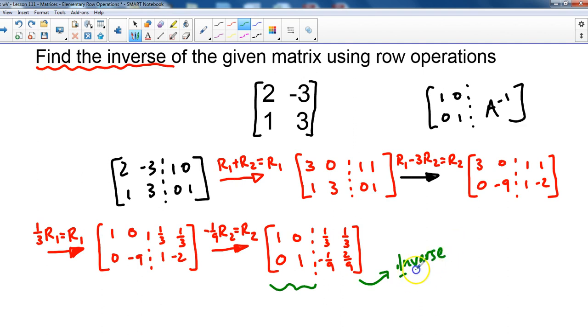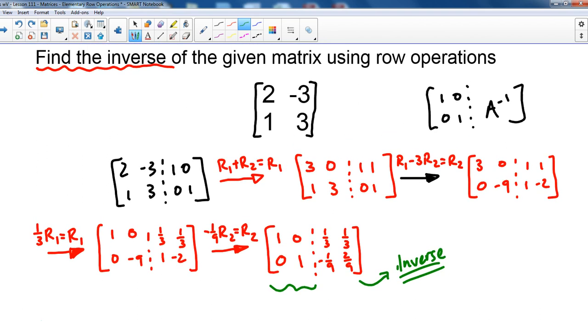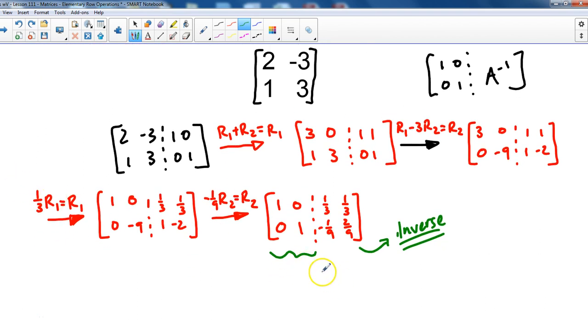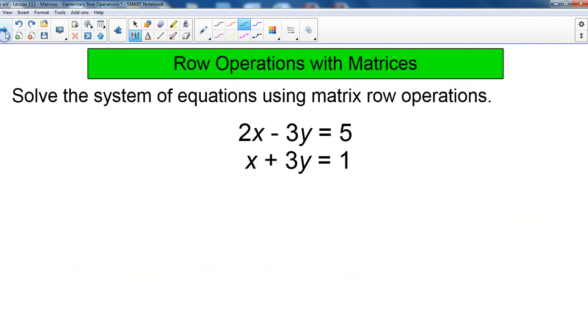And you guys can check that, confirm that with your calculators. But my inverse, it says find the inverse of the given matrix. So my inverse matrix is going to be 1/3, 1/3, -1/9, comma 2/9. There's my inverse. And so that's one way that we can use row operations. The other way, or another way that we can use row operations, is to solve a system.